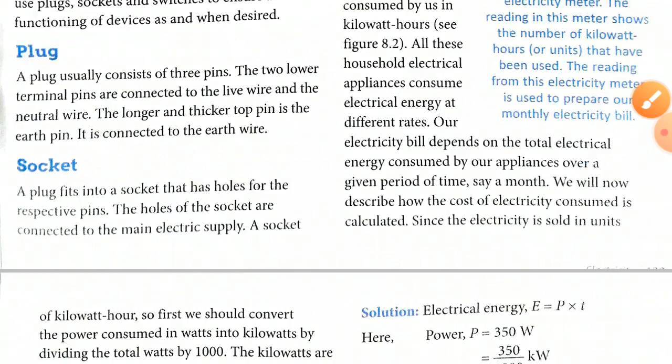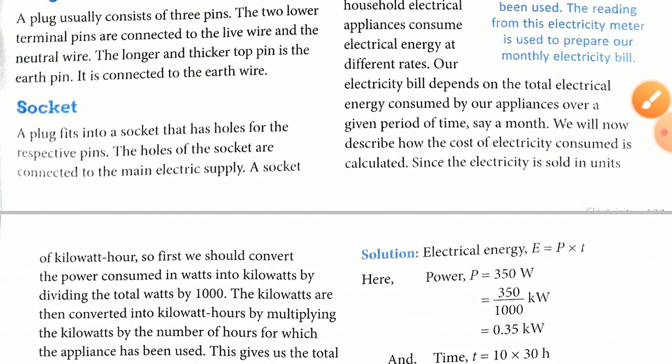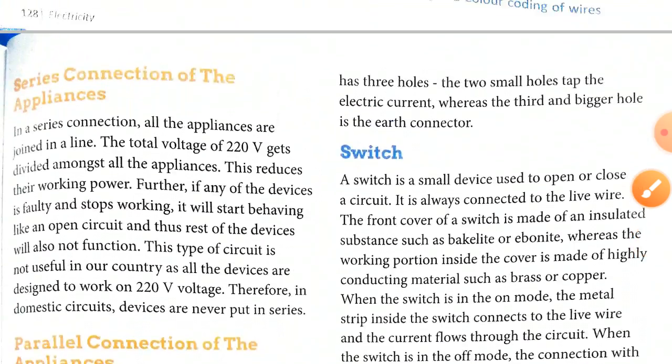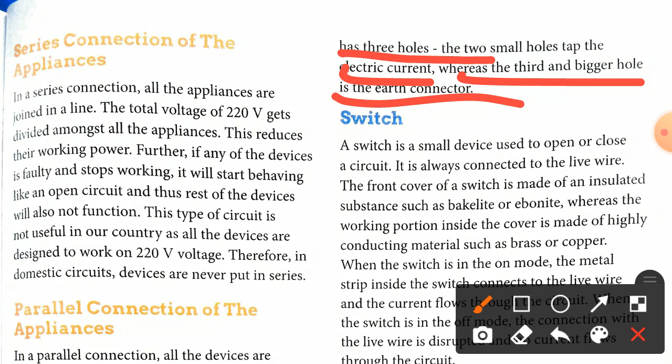Now we will move to what is a socket. You can see here the plug fixed into the socket that has holes for the respective pins. The holes of the socket are connected to the main electric supply. A socket has 3 holes. The 2 small holes carry the electric current, whereas the third and bigger one is the earth connector. I hope it is clear.